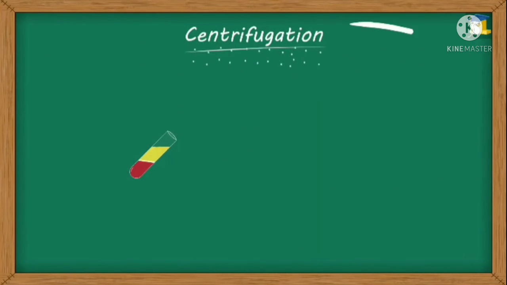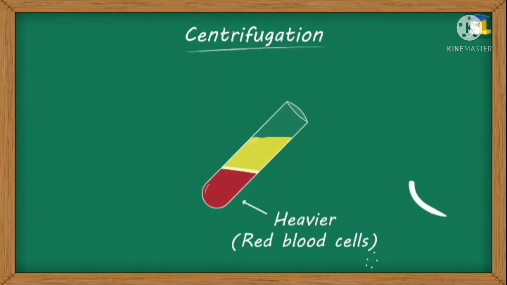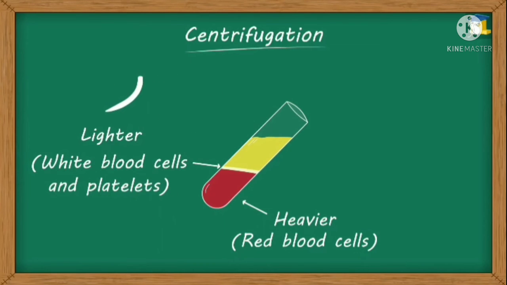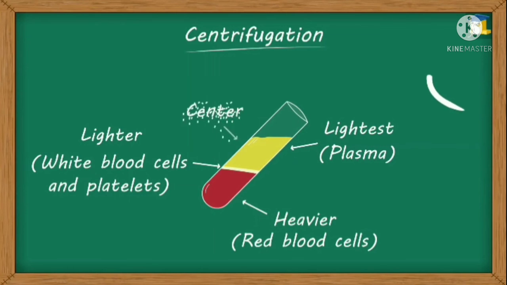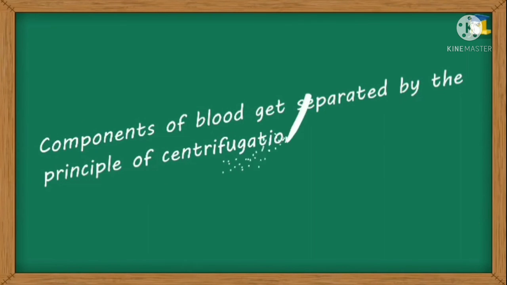Due to centripetal acceleration, the heavier components, that is, the red blood cells, move outwards. The white blood cells and platelets, which are lighter than red blood cells, form the middle layer, and plasma, being the lightest, moves towards the center. In this way, components of blood get separated by the principle of centrifugation.